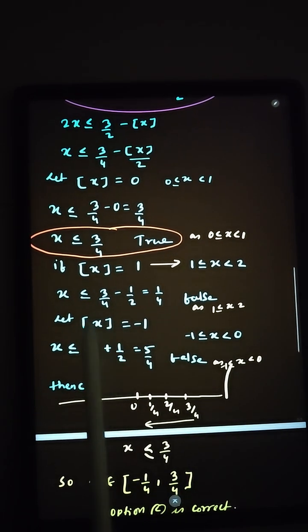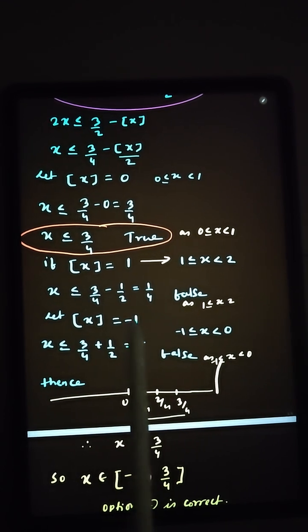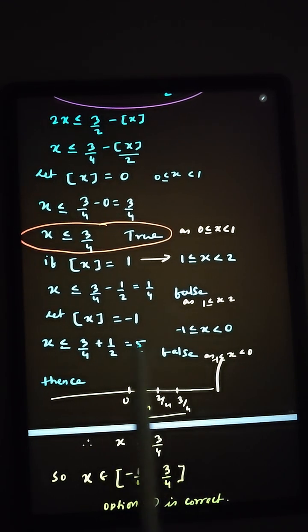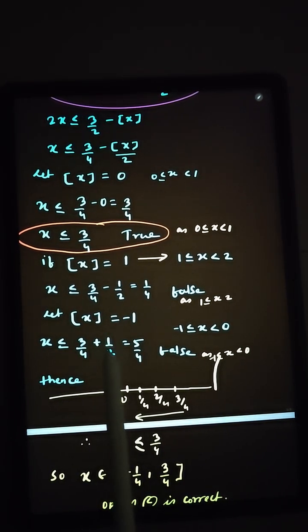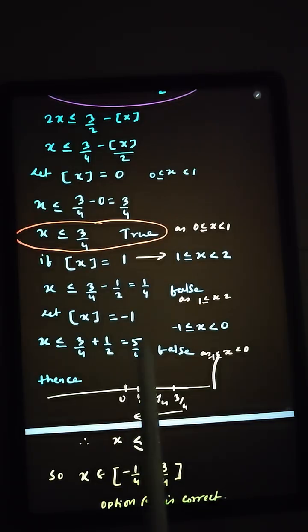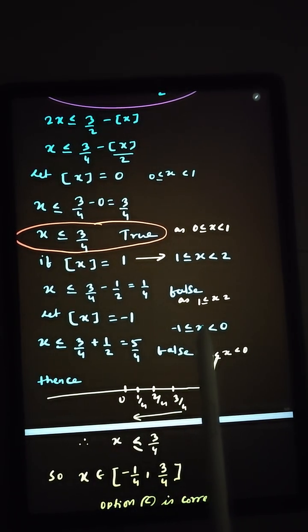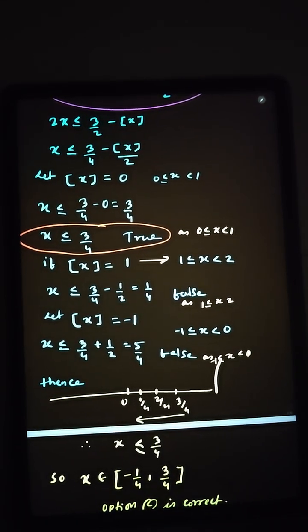Similarly, one more: if the greatest integer function is giving you minus 1, in that case your range will be minus 1 less than or equal to x less than 0. So let us see the calculation. x will be less than or equal to 3 by 4 minus minus, plus 1 by 2. So 5 by 4, one positive number, but your x is negative, so this relation is also false. So we will not take this interval also into consideration.